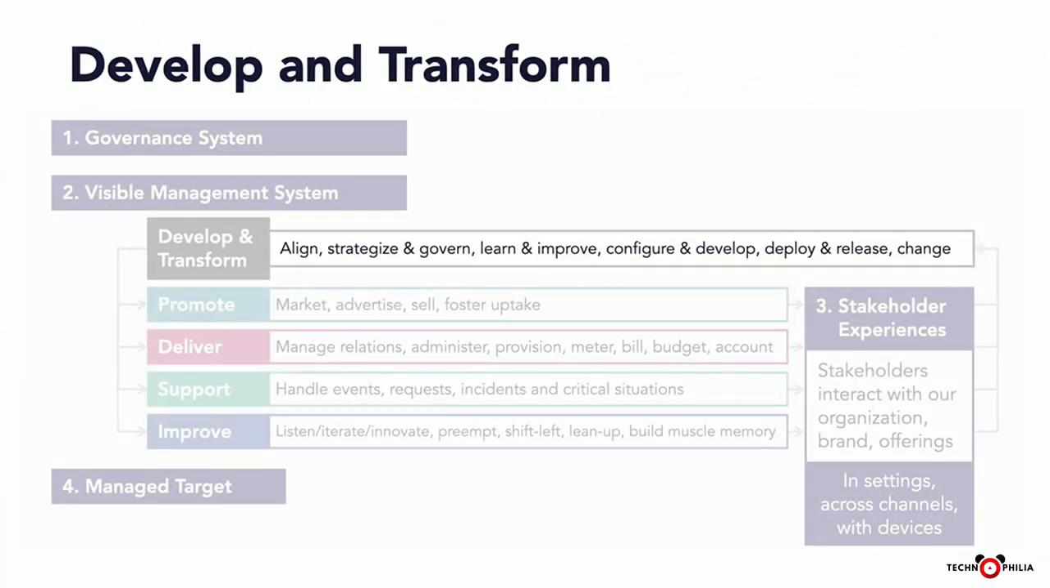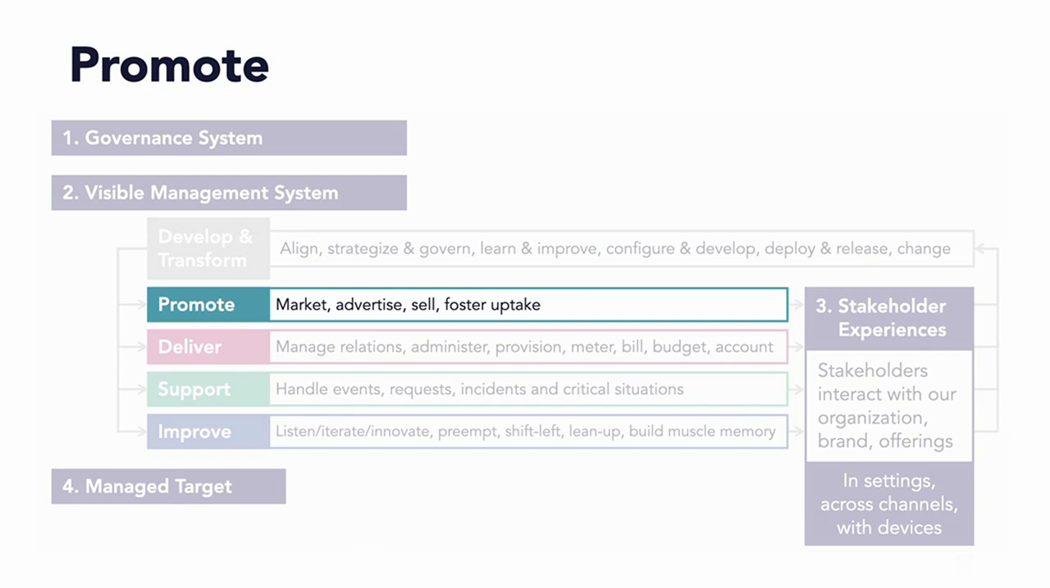The first set of disciplines in our Visible Management System are Develop and Transform. Remember our managed target depicted here at the bottom? These activities apply to all its elements: our organization, brand, offerings, management and governance systems, and stakeholder experiences. Develop and Transform disciplines are what we do to align and drive progress in creating and enhancing all elements of our managed target. No value is created if an organization, brand, or offering, or a component of any of them doesn't get taken up and remains shelfware.